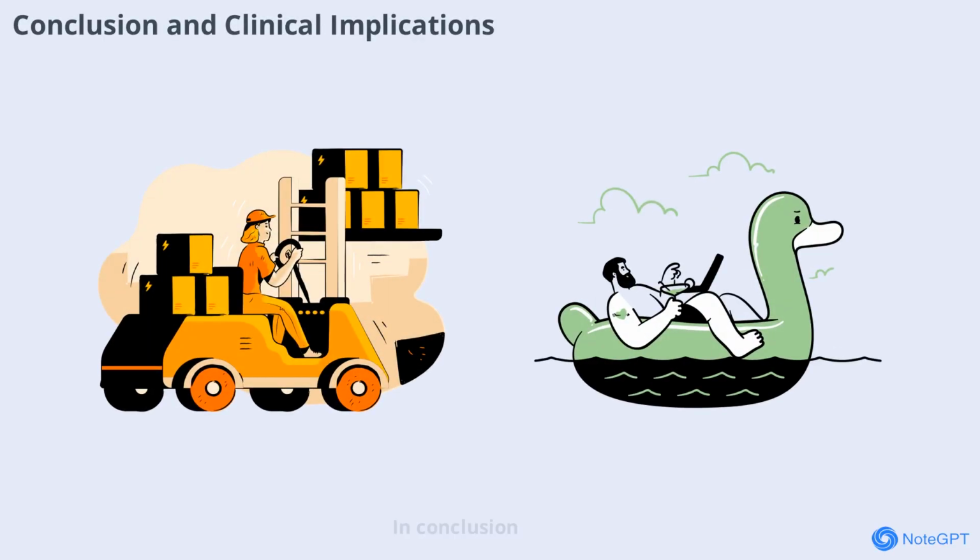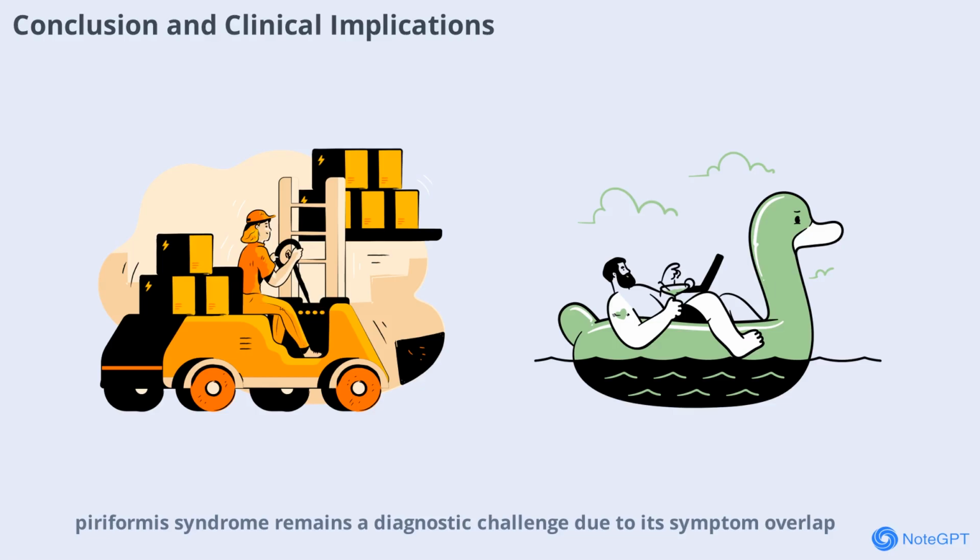In conclusion, piriformis syndrome remains a diagnostic challenge due to its symptom overlap with other lumbosacral conditions and the limitations of current imaging techniques. Clinicians should maintain a high index of suspicion for PS in patients with persistent buttock or sciatic pain, especially when standard treatments fail. By combining clinical expertise with advanced imaging and a patient-centered approach, we can improve diagnosis, guide effective treatment, and ultimately enhance patient care.